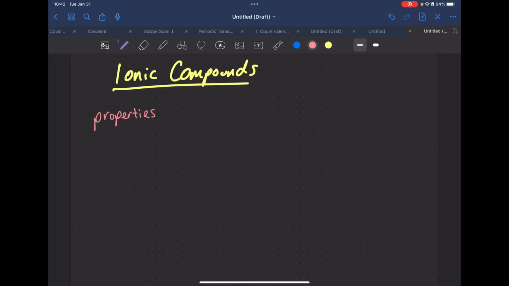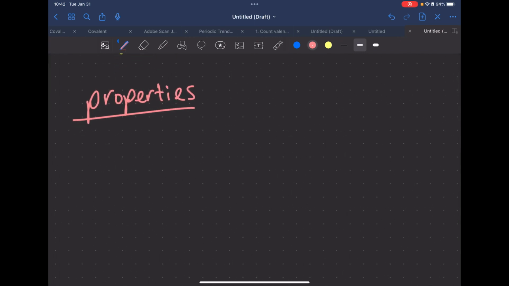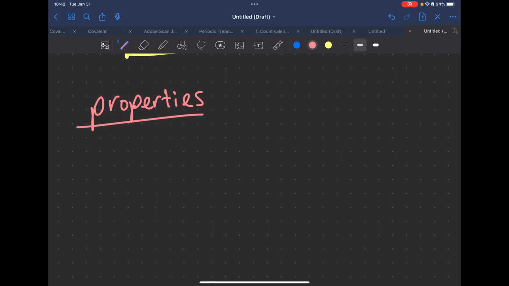Let's start with some properties of ionic compounds here. Do y'all remember the properties of ionic compounds that we wrote on our lab sheets a couple weeks ago? No? Maybe. That's one of them, yeah. High melting point. Conductive. That's another one.